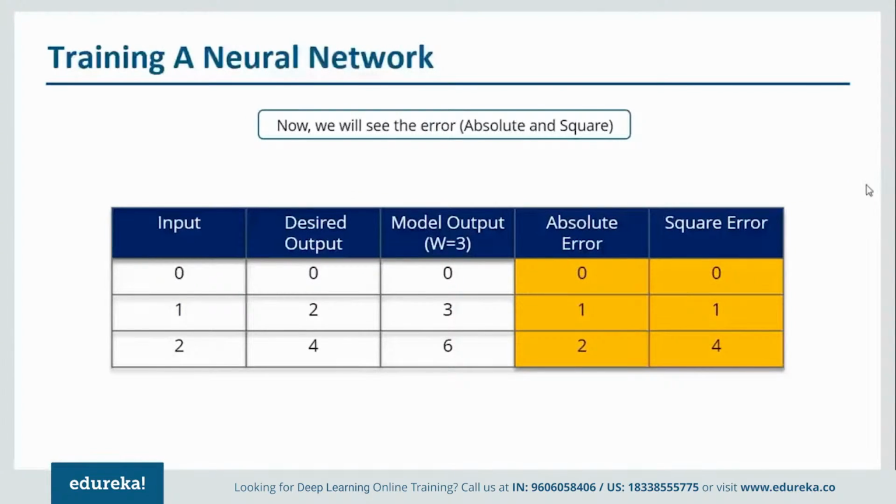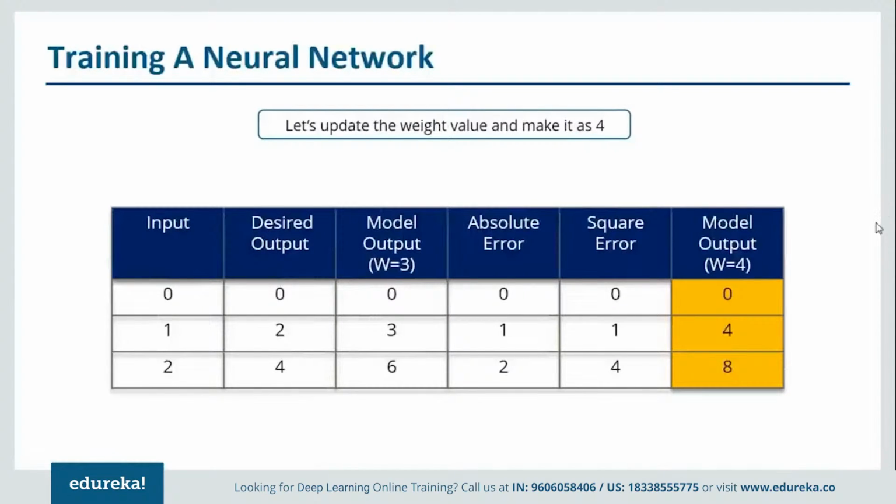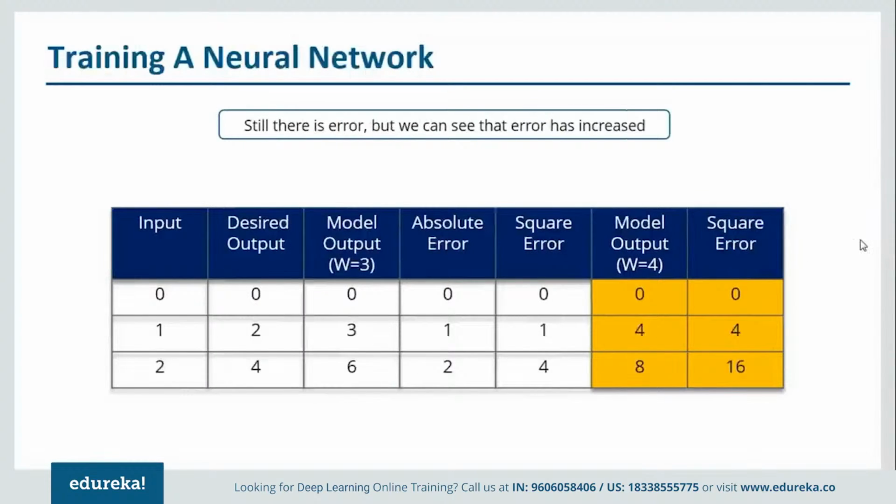Now we need to update the variables. We have seen that the output we got is different from the desired output, so we need to update the value of the weight. Instead of 3, our computer makes it 4. After making the value 4, we get the model output as 0, 4 and 8. Then we see that the error has increased instead of decreasing. The square error is now 0, 4 and 16, and earlier it was 0, 1 and 4. That means we cannot increase the weight value right now. But if we decrease it and make it 2, we get the output which is equal to the desired output.